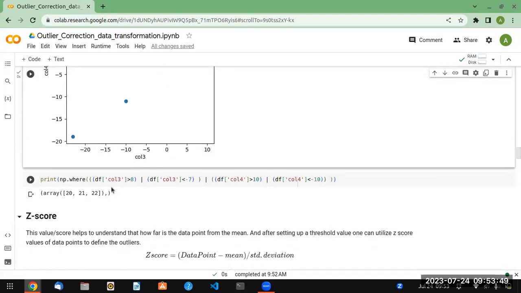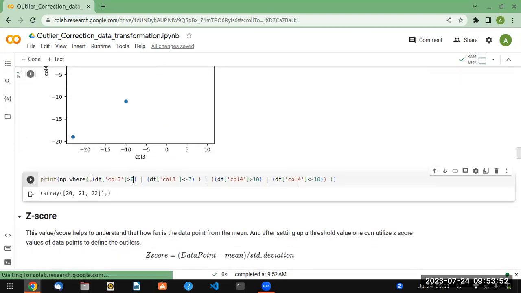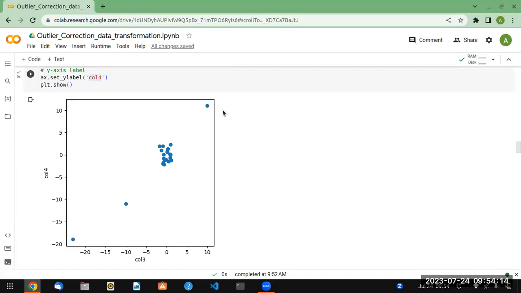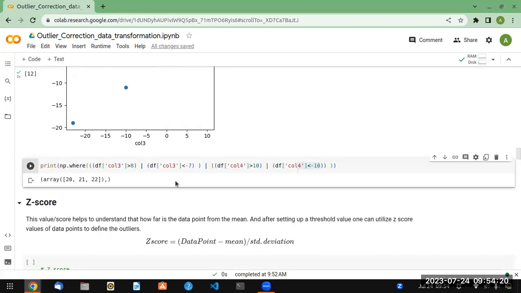So this is what I have written here. If you see here, through column 3, I am identifying these points. Through column 4 also, I am identifying these points: greater than 10 and less than -10. If you want to access through column 3 also, you can. Column 3 greater than 8 means this part, and column 3 less than -6 or -7, whatever you take. Here I think -7. If you use the OR condition, you will get these 3 indexes again, right?